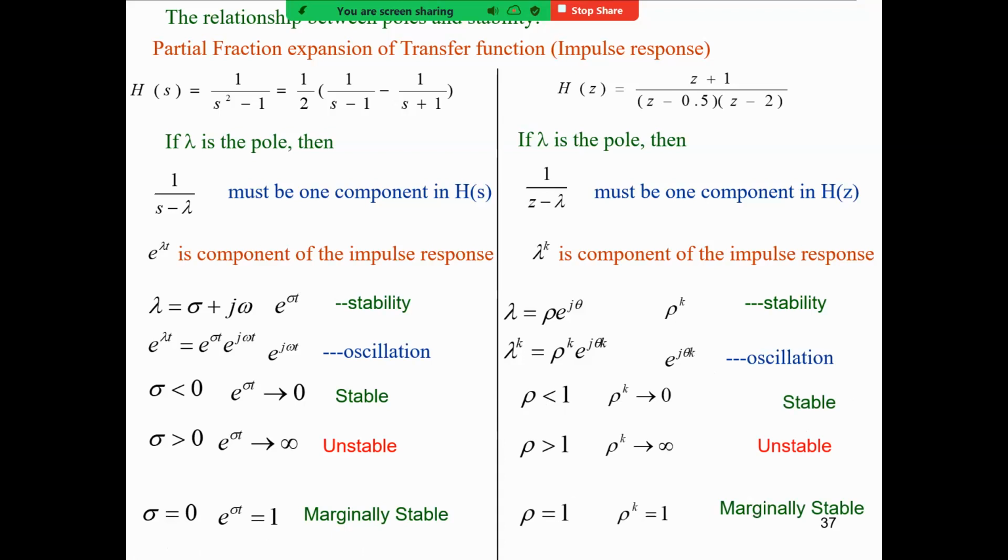Now, when you look at the stability, I know that you always remember it has to be on the left side of the plane. Remember that is only true for the continuous time. For computer control, you have a different conclusion, but you understand them from the same point of view. You look at the impulse response.